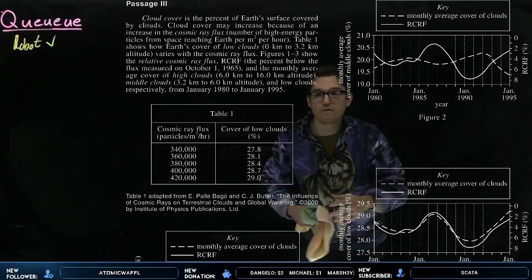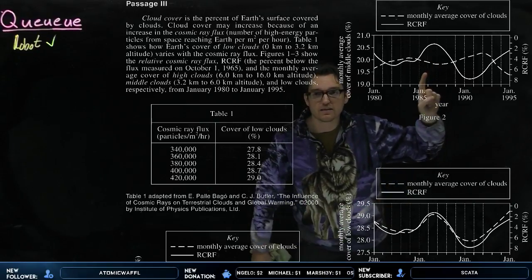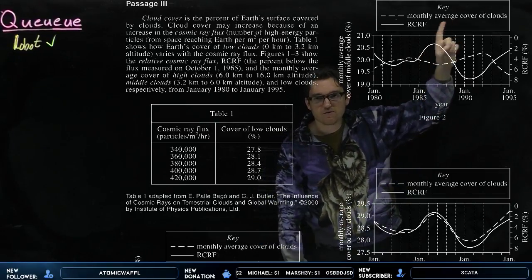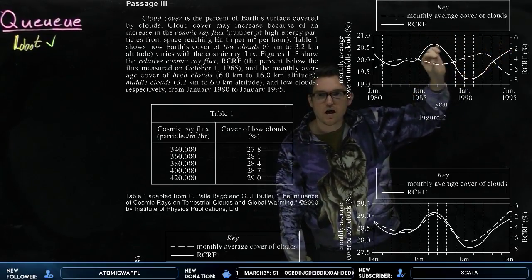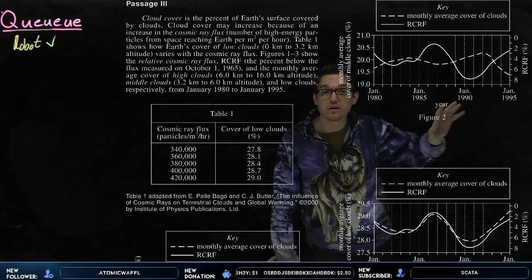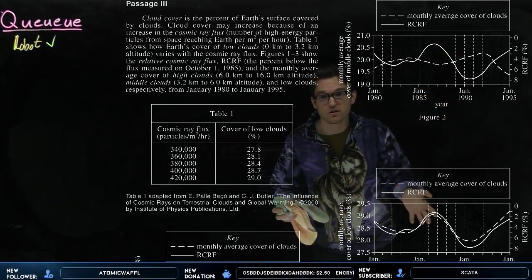One more thing about the graph you'll notice is that there's two different lines. Let's look at the key to figure out what's going on here. The dotted line is the monthly average cover of clouds, and the solid line is RCRF. Whatever that means, we'll see if we need to know when we actually look at the questions.